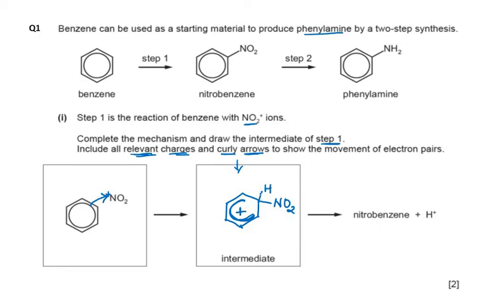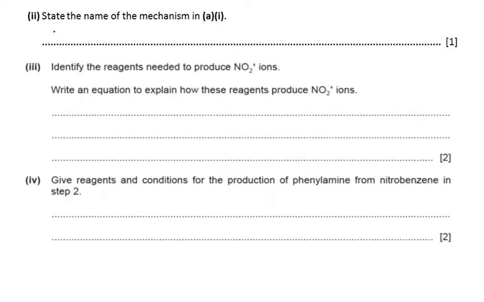Now draw an arrow from the bond of hydrogen towards the benzene again, and this is the intermediate with two curly arrows here, one curly arrow in the intermediate and the first curly arrow in the first step. So we have 2 marks for such a structure. We are continuing with the same question, and the next sub-question says, state the name of the mechanism in A1 which we have seen earlier.